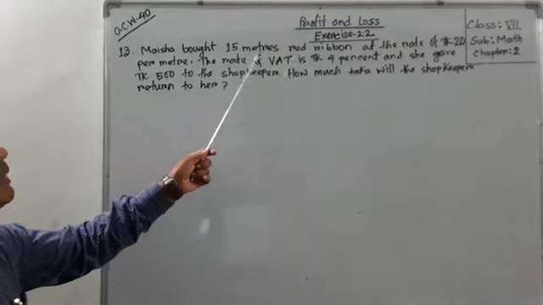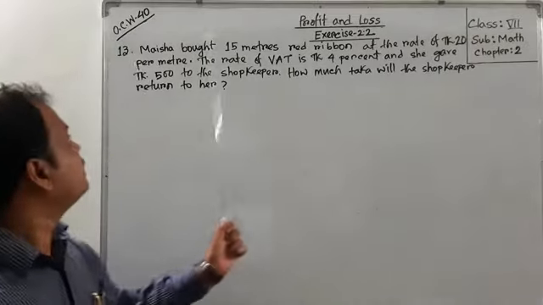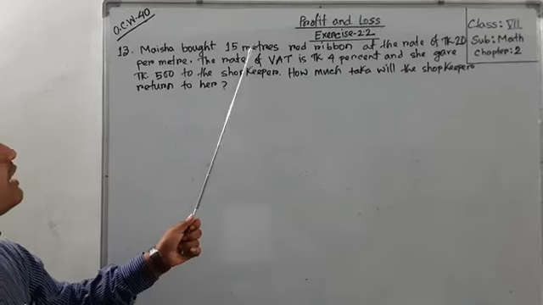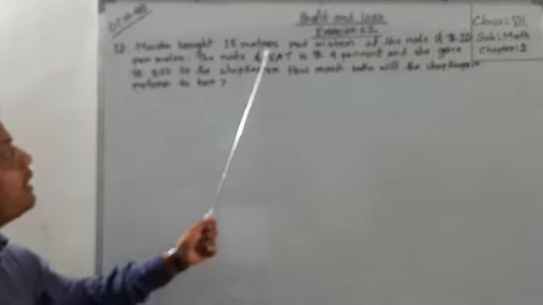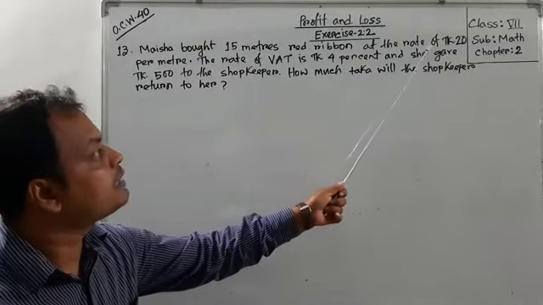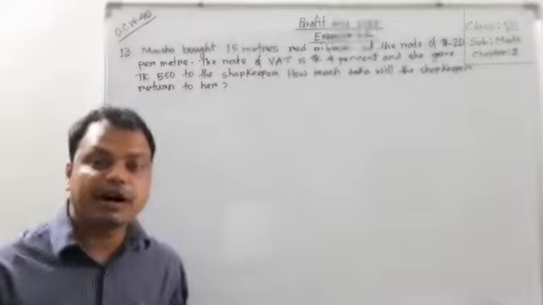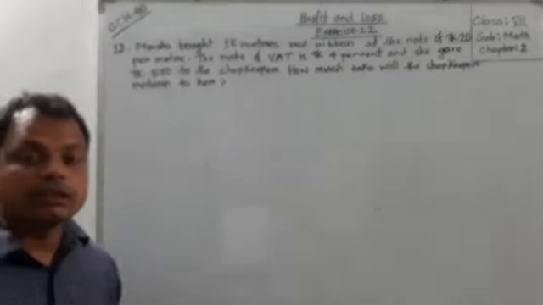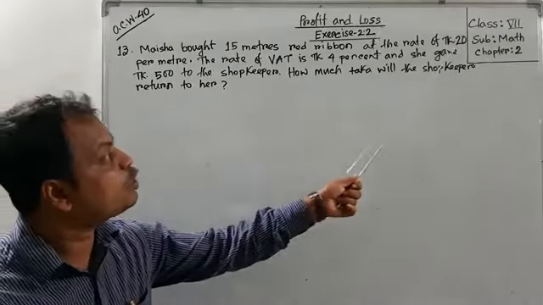Maisha bought 15 meters of red ribbon at the rate of taka 20 per meter. So who bought? Maisha bought. What is the length of the ribbon? 15 meters, total length 15 meters. And the rate was 20 taka per meter. Per meter means 1 meter, so the cost price of 1 meter of ribbon is taka 20.